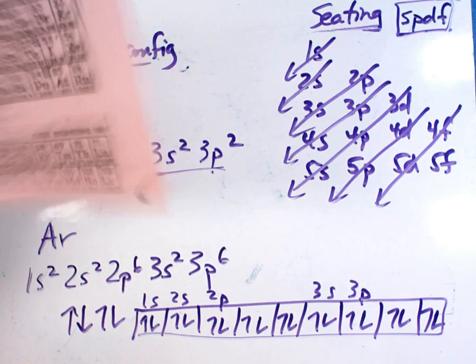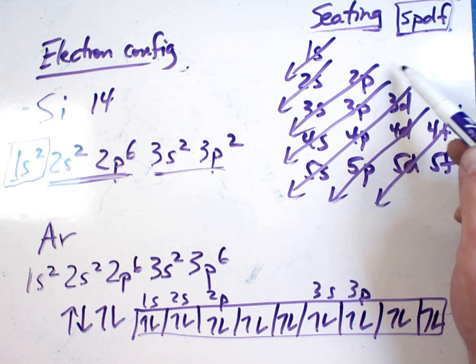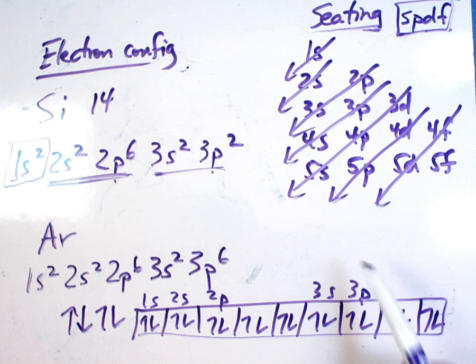The further up you get, the more electrons you're going to have, and the further down this diagram you're going to have to use. All right? So in the next video, I'm going to have you practice a couple on your own. Let's see how you do.